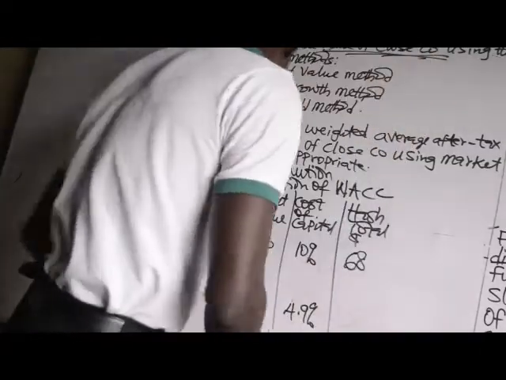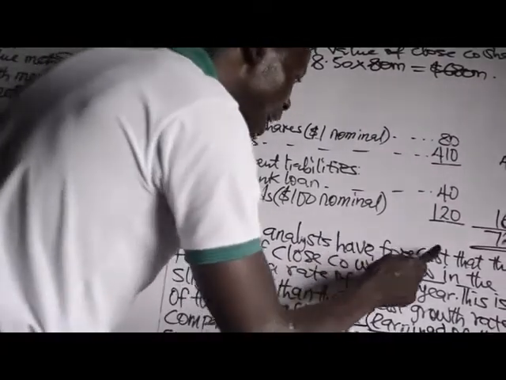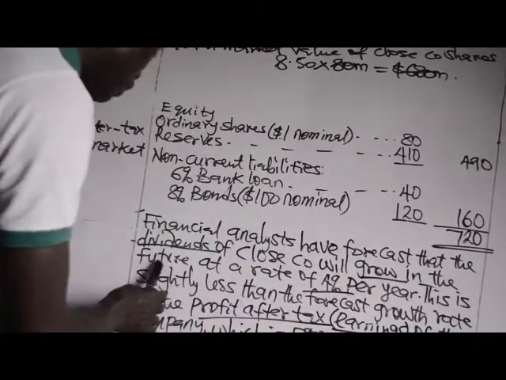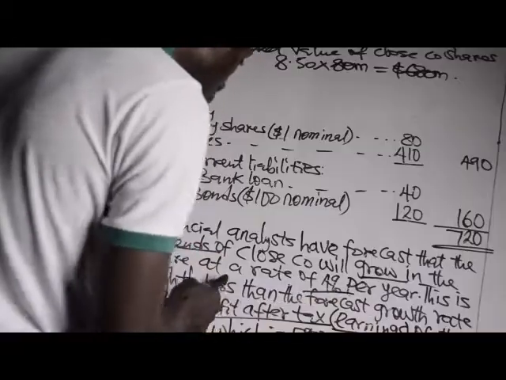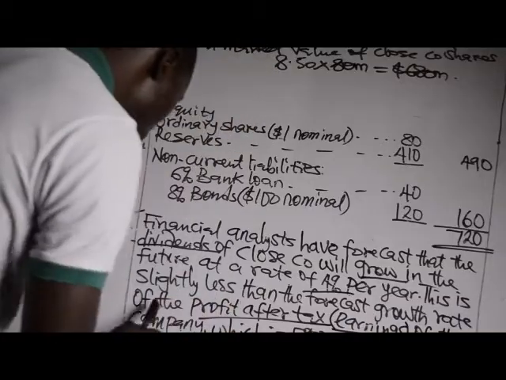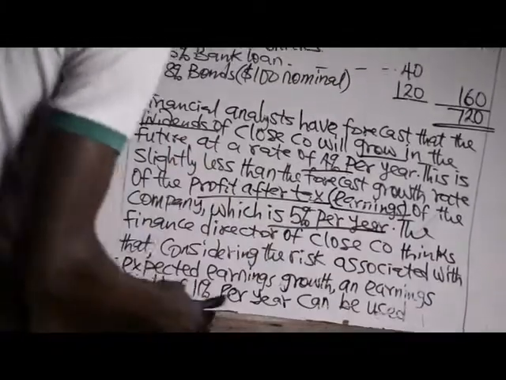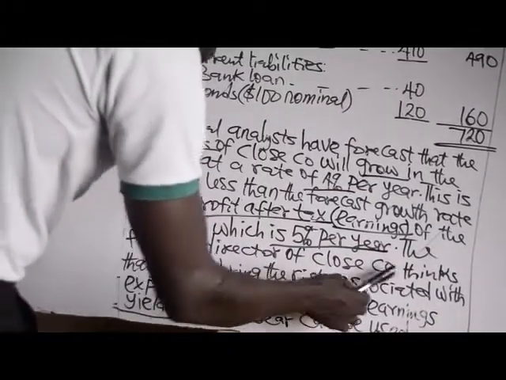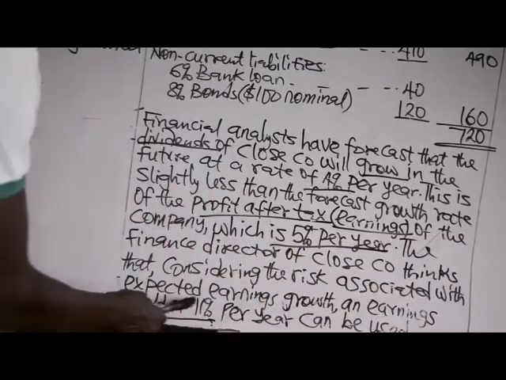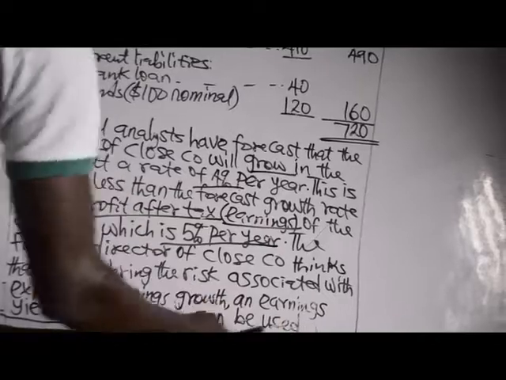Now let's read the note for other information. Financial analysts have forecast that the dividend of Closed Co will grow in the future at a rate of 4% per year. This is the growth rate in dividend. This is slightly less than the forecast growth rate of the profit after tax earnings of the company, which is 5% per year. The finance directors of Closed Co think that, considering the risk associated with the expected earnings growth, an earnings yield of 11% per year can be used.